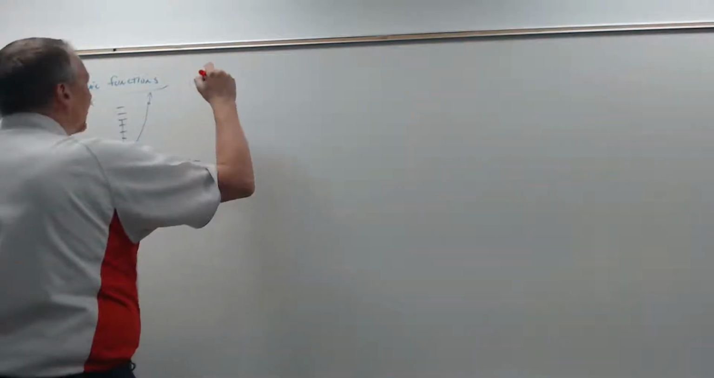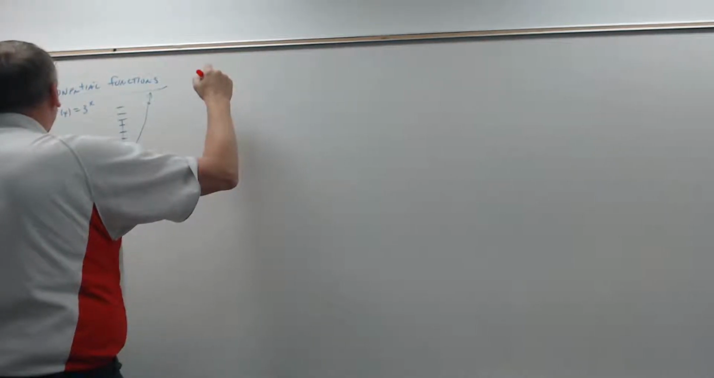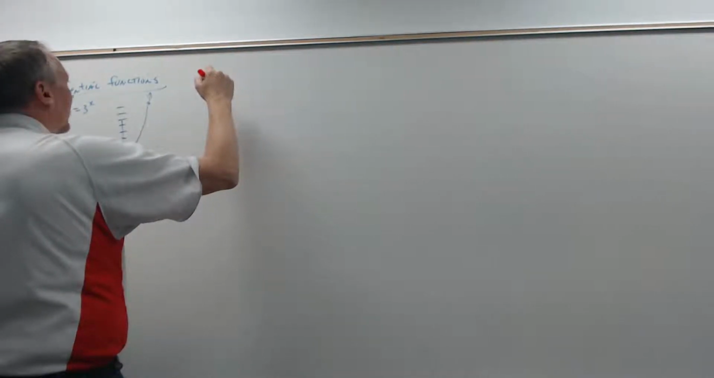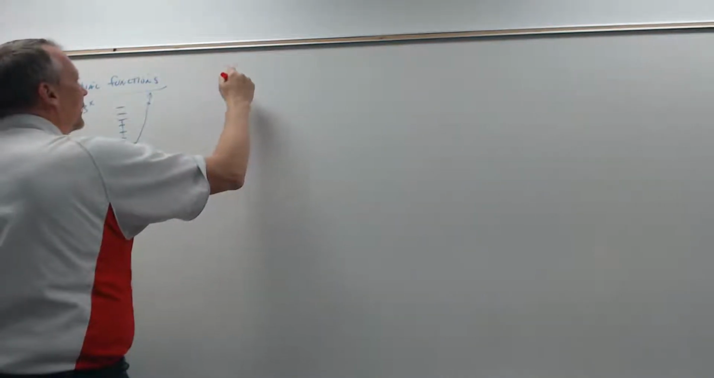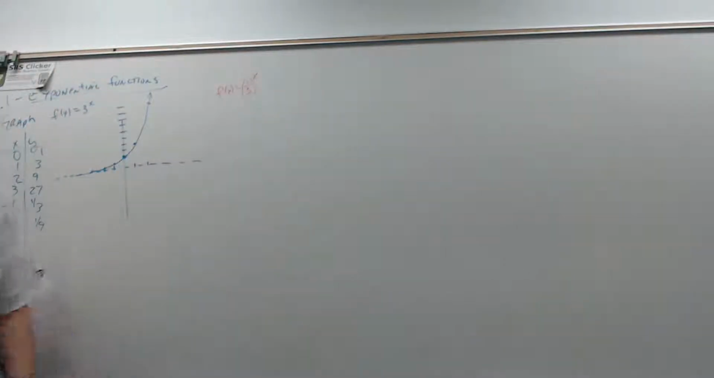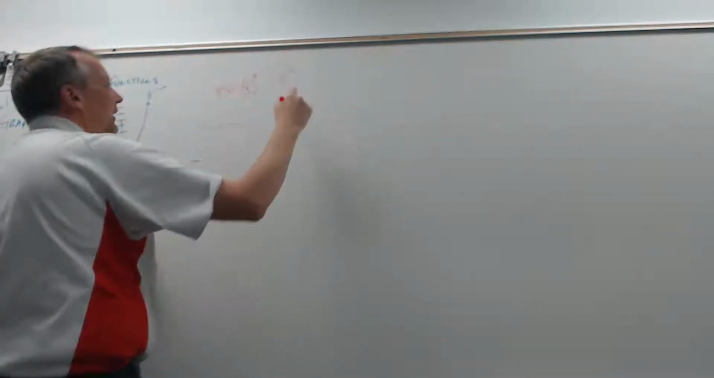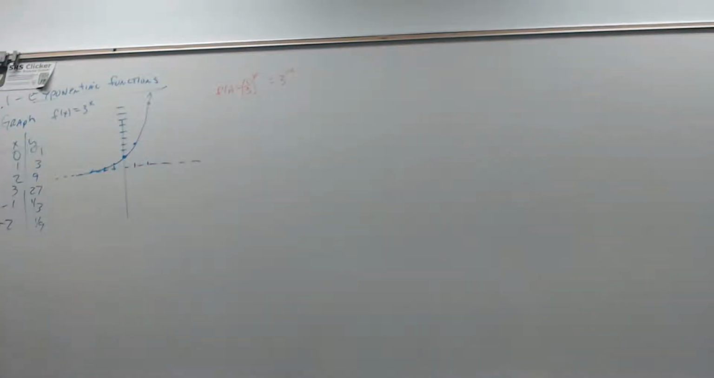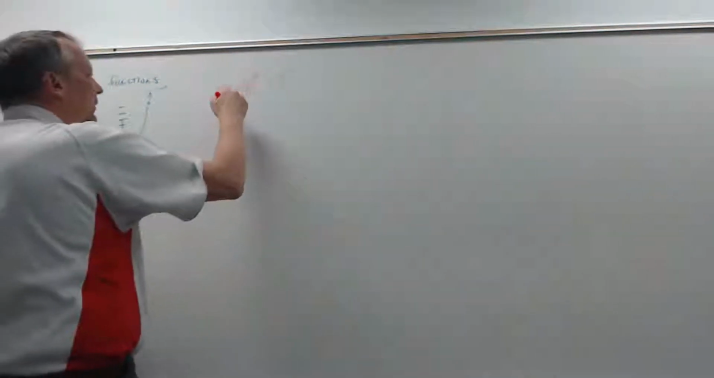Okay, let's do, what if we did? I'm trying to decide what I want to do here. The book has 1/3 to the x. Do you realize that can also be written as 3 to the -x? Same thing. It's probably easier to do it this way though, right? We're going to do the same thing, the XY table.